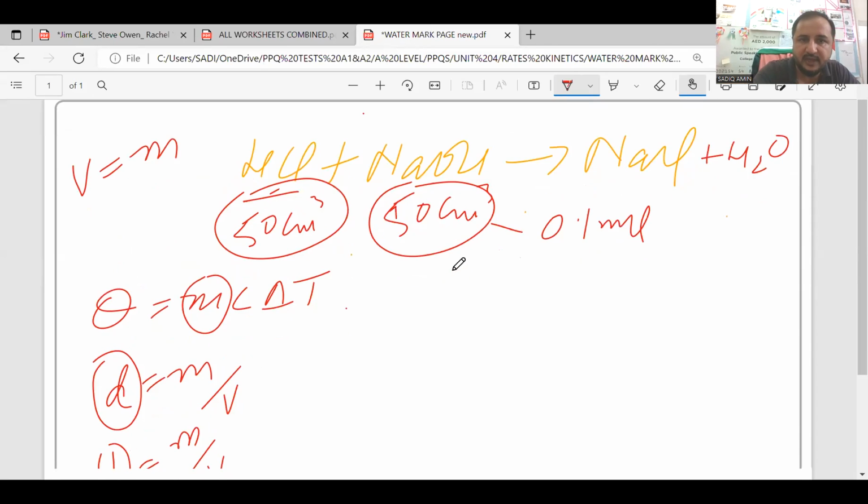Now, for either the hydrochloric acid or the sodium hydroxide, one of them will have its mol per dm³, that is, concentration, given to you.